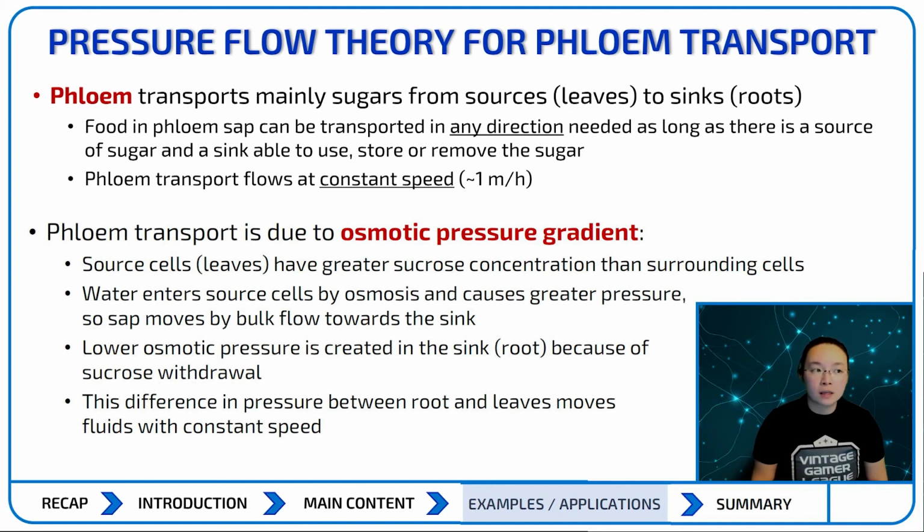What's going to happen is a lower osmotic pressure will be created in the sink or the root because of sucrose withdrawal. Because what's happening is in the roots where the sucrose goes to, it's going to absorb the nutrients, it's going to use them, and so the solute level goes down. So that means it's going to want more solute. So this difference in pressure between the root and the leaves allows you to move fluids with a constant speed from your source to your sink, whether it's up or down.